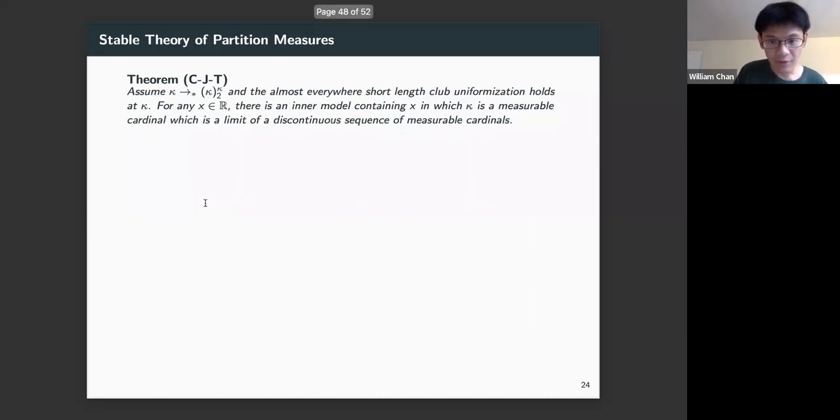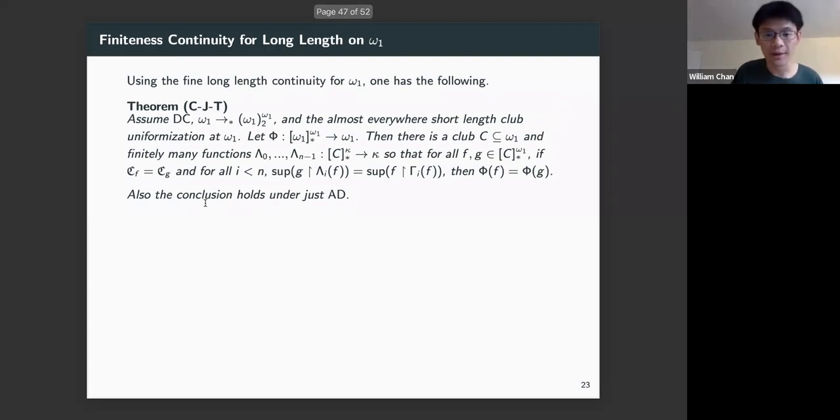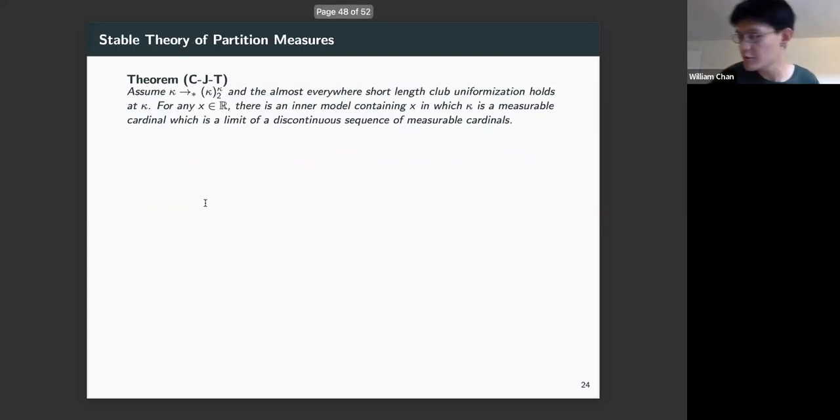I just have one more result that we might need for next week's talk. Assuming kappa is a strong partition cardinal and the club uniformization principle holds at kappa, we have the existence of the following inner model. For every x and r, there is an inner model containing x in which kappa is a measurable cardinal, but it is also a limit of a discontinuous sequence of measurable cardinals.